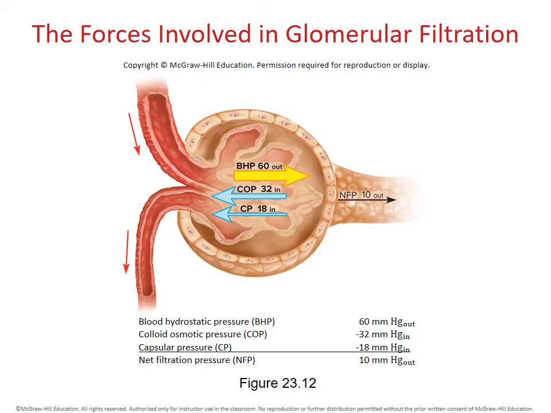So here we see a diagram of the forces that we have just been discussing. Again, the yellow is showing the forces that are pushing fluid out, which essentially is just the blood pressure in the glomerulus of 60. And in blue, we see the forces that tend to draw or push fluid back in. The colloid osmotic pressure of the blood draws it back in, and the hydrostatic pressure in the capsular space itself tends to push fluid back in. And again, you add all these numbers up, and the net is a net filtration pressure of 10 millimeters of mercury out.